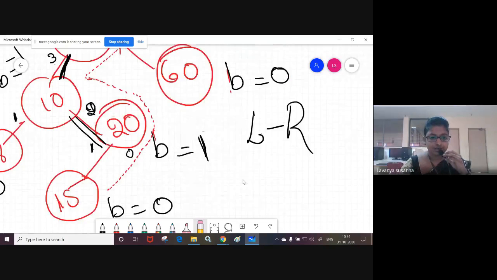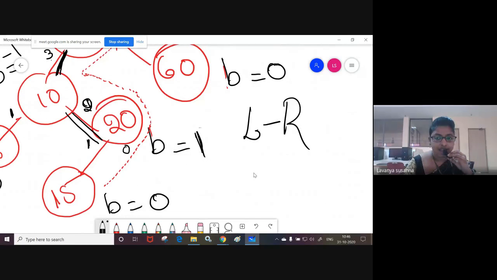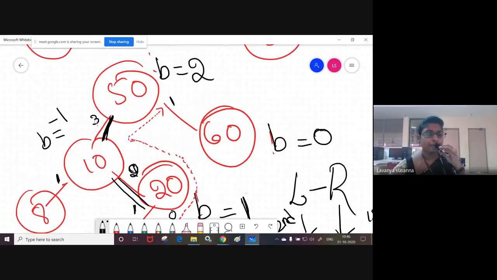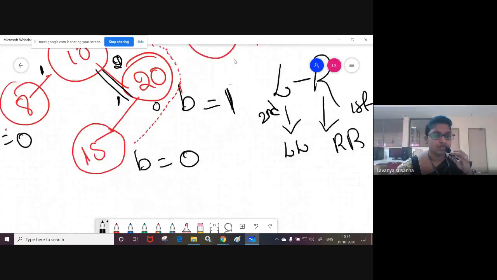See, once again, students, one second. LR means first you need to apply RR rotation. Second, you need to apply LL rotation. Always remember, you need to take the below tree. At which node did you get imbalanced? 50. Take the below tree. What is the below tree? This one.